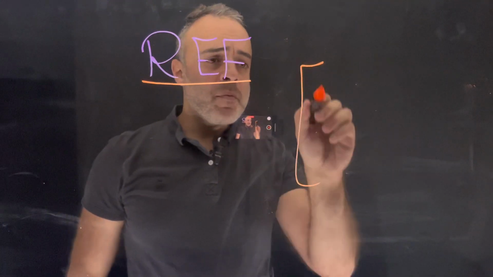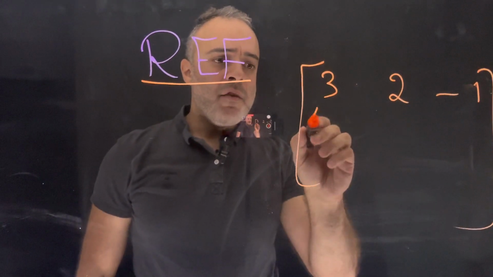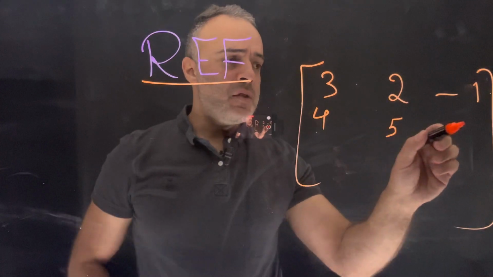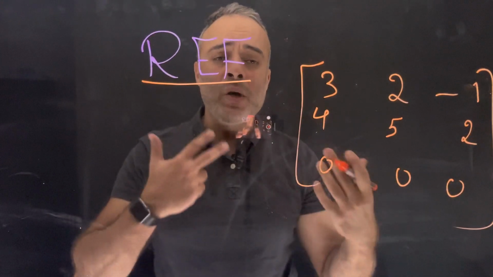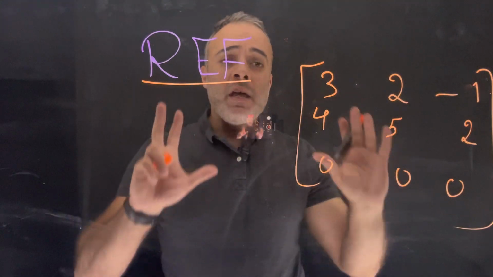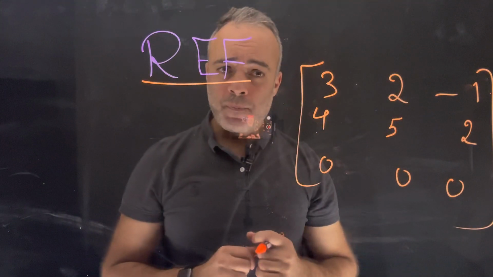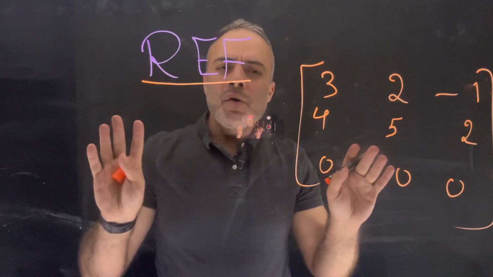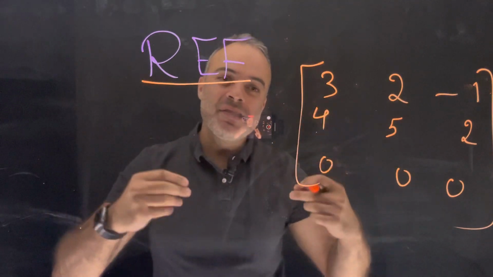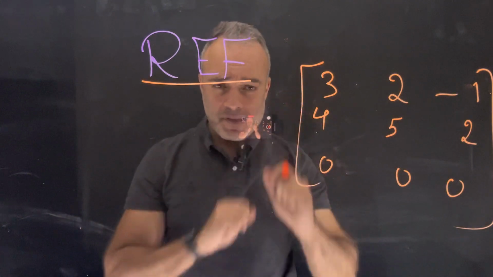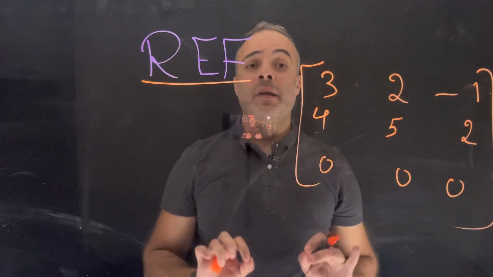So for example, you might have 3, 2, and -1, let's say 4, 5, and 2, and let's say 0, 0, 0. I'm saying if there exist 1 or more zero rows. If there exist such rows, they must be at the bottom. Okay? If there is no zero row, then we do not bother with the first condition. I'm saying if there exists a zero row. That's the first condition. Second condition is the following.